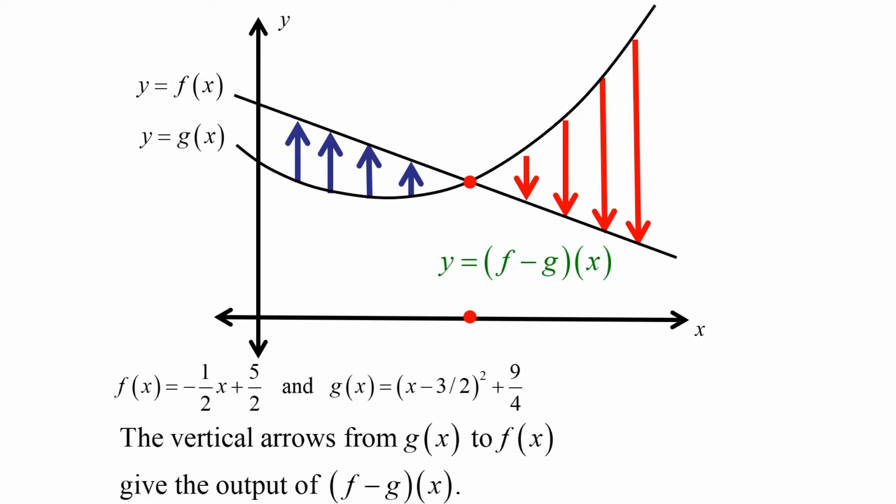Now these arrows are put on the x-axis. So the vertical arrows from g of x to f of x give the output of f minus g. So check that out. I just translate those down to the x-axis, and the rough sketch of this curve, f minus g of x, would look just like this.